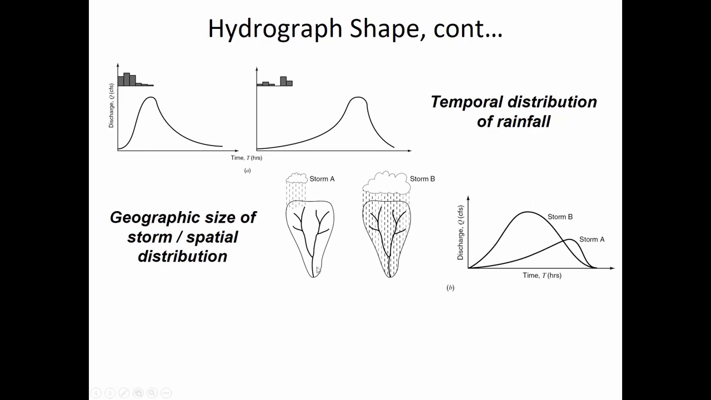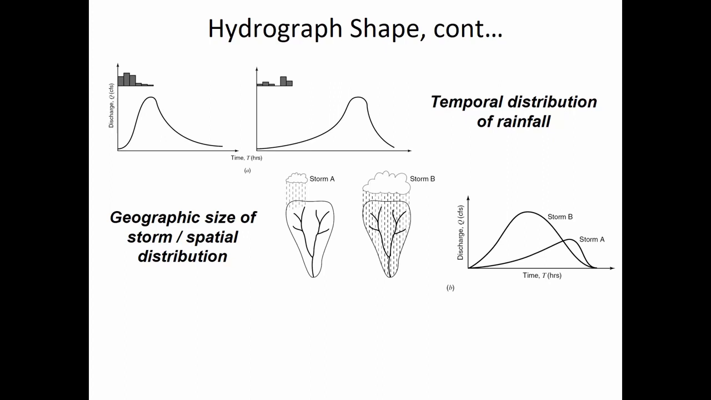Now this one is pretty important too. If it's only raining on part of a watershed, then the amount is going to be less compared to if it's raining over the entire watershed. But then there's also an effect of timing. So I think the amount part is obvious. There's less rainfall, so there's going to be less runoff. But it also causes, relatively speaking, a delay in the peak.